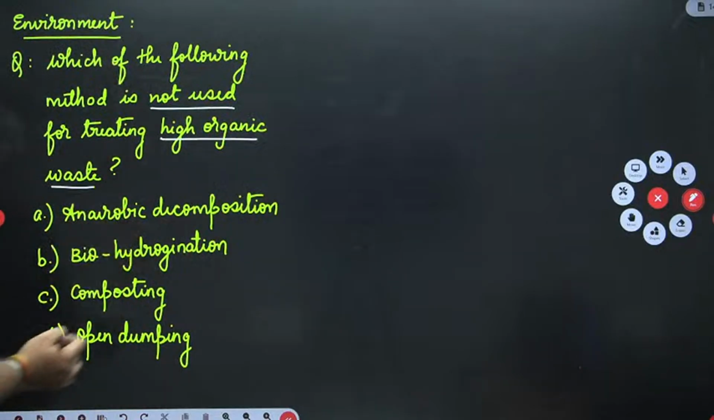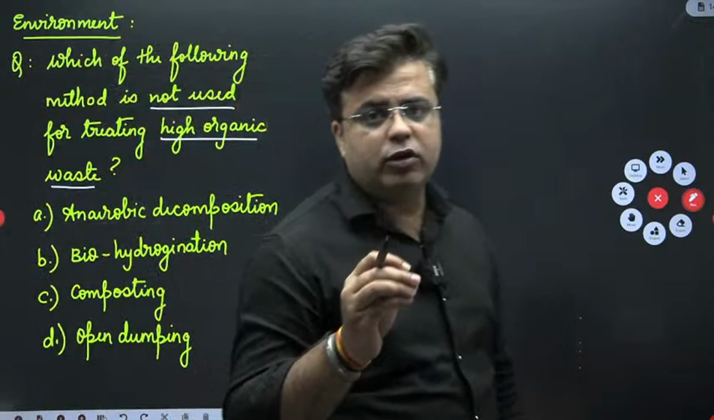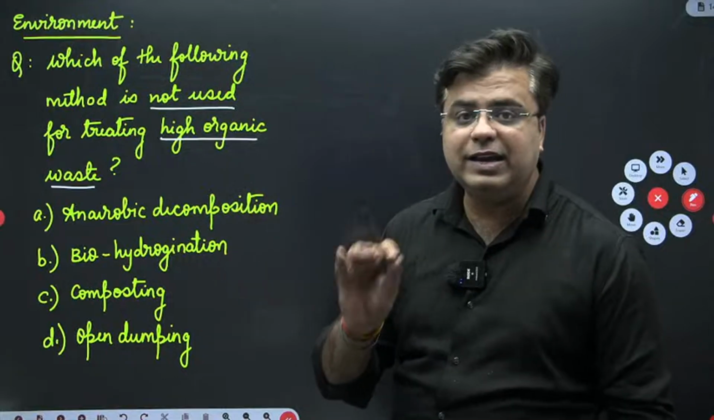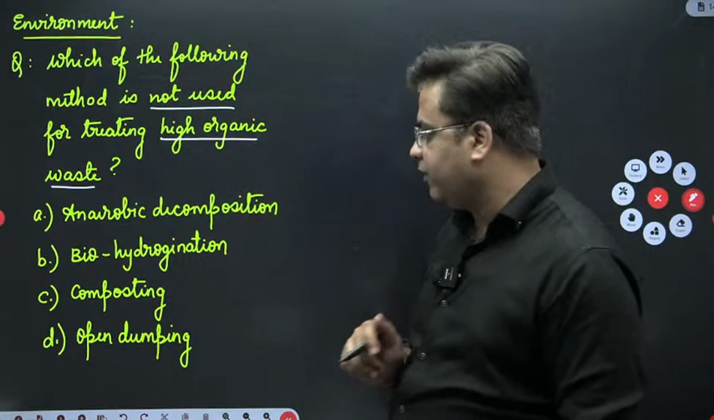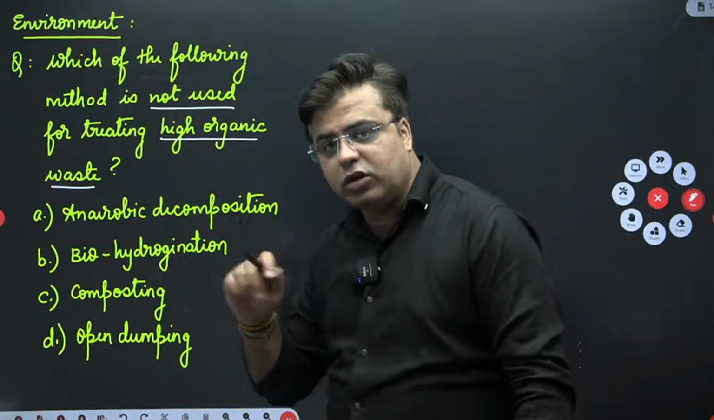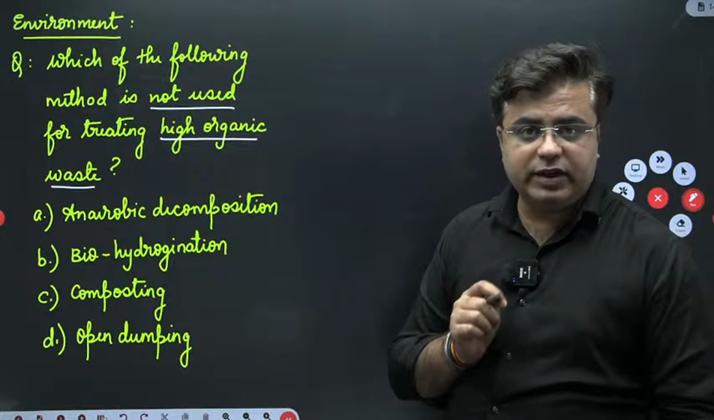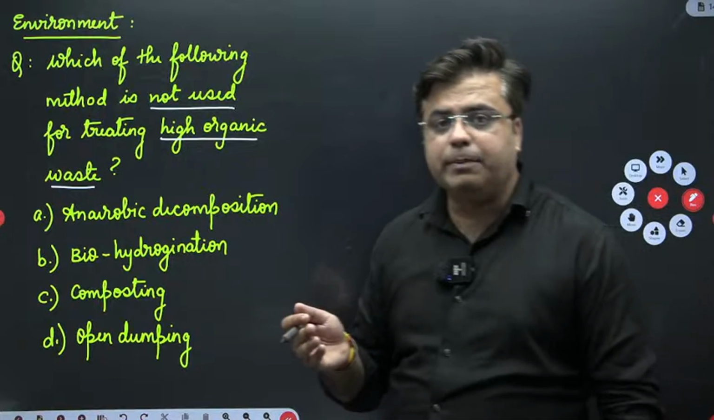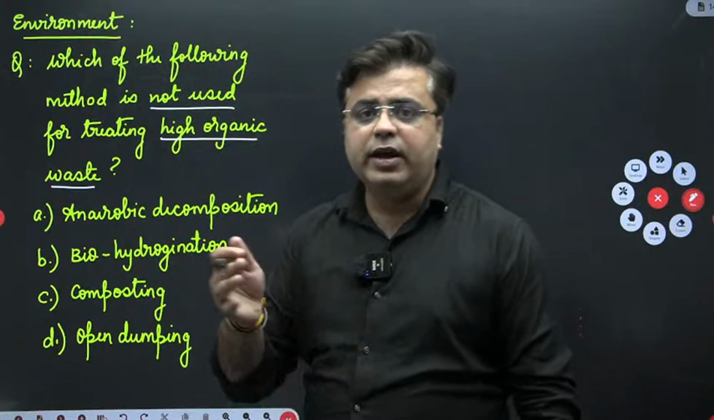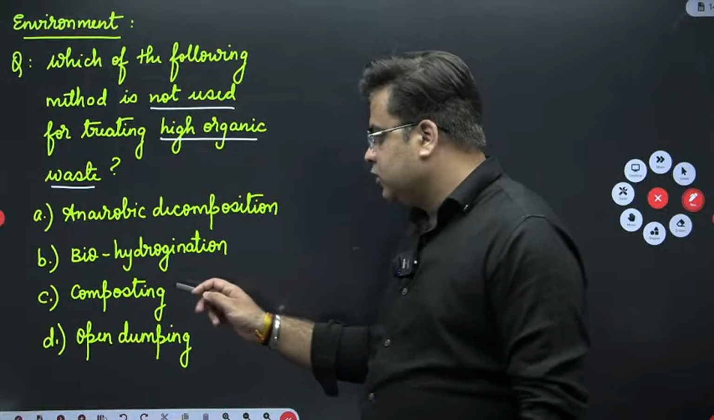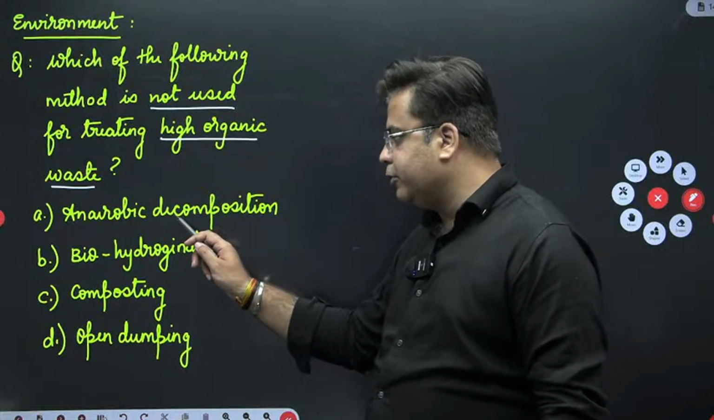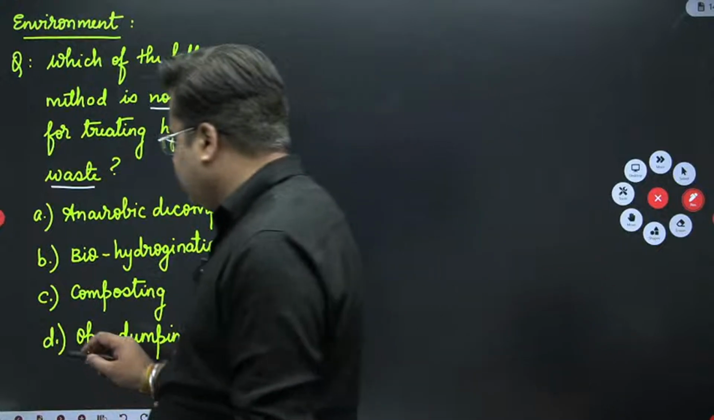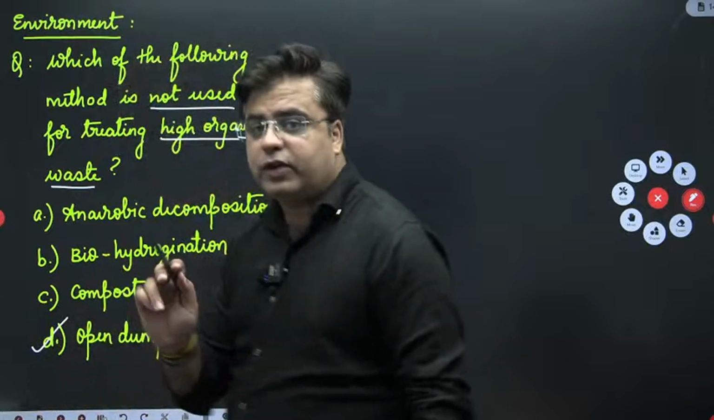First of all, anaerobic decomposition is a very good method of treating highly organic waste. It is one of the cleanest methods. Second, composting is also a method of treating highly organic waste. In composting, we have aerobic composting, anaerobic composting, the Indore method of treatment, and the Bangalore method of treatment. So anaerobic decomposition is a method, composting is also a method, but open dumping is not a method of treating organic waste.